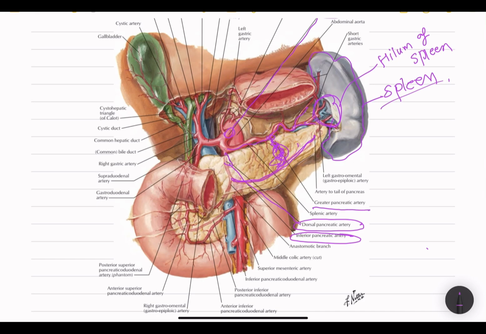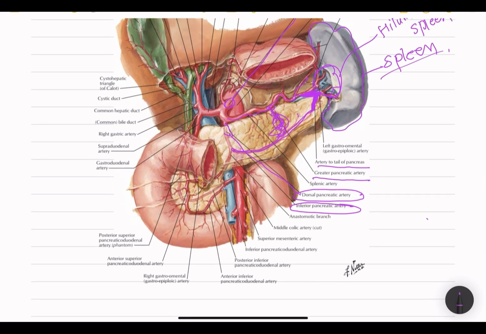And here, at the end of this splenic artery and this inferior pancreatic artery, it anastomoses, and from the artery of the tail of the pancreas, which supplies the tail, it enters into the spleen.